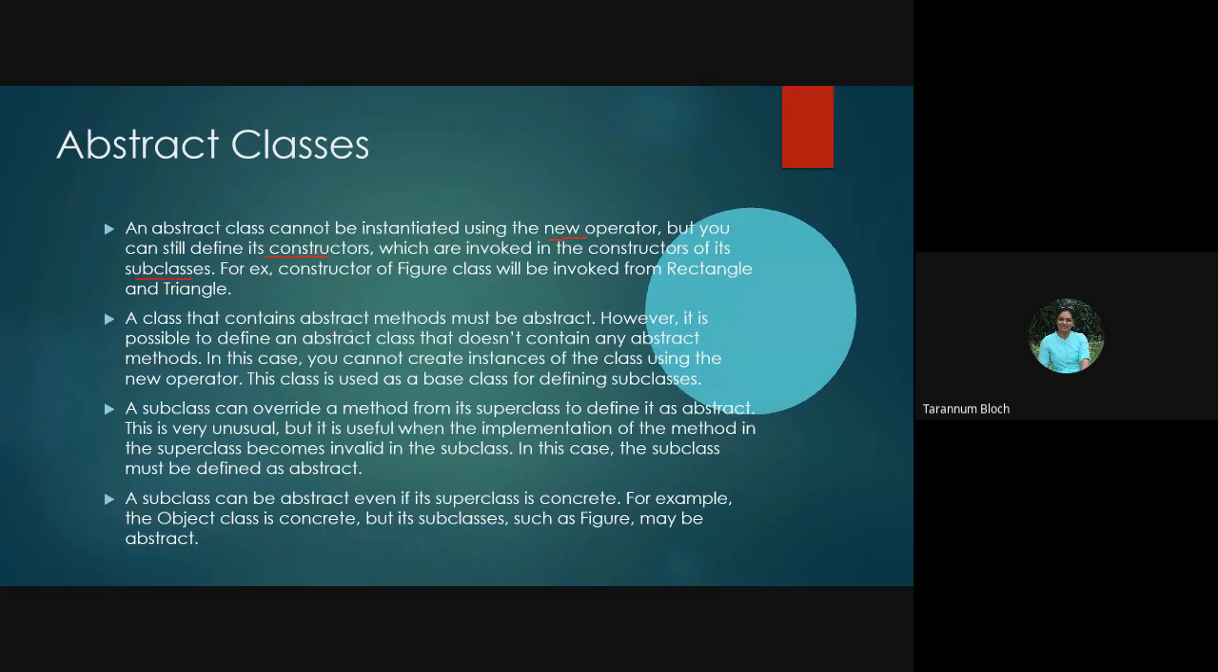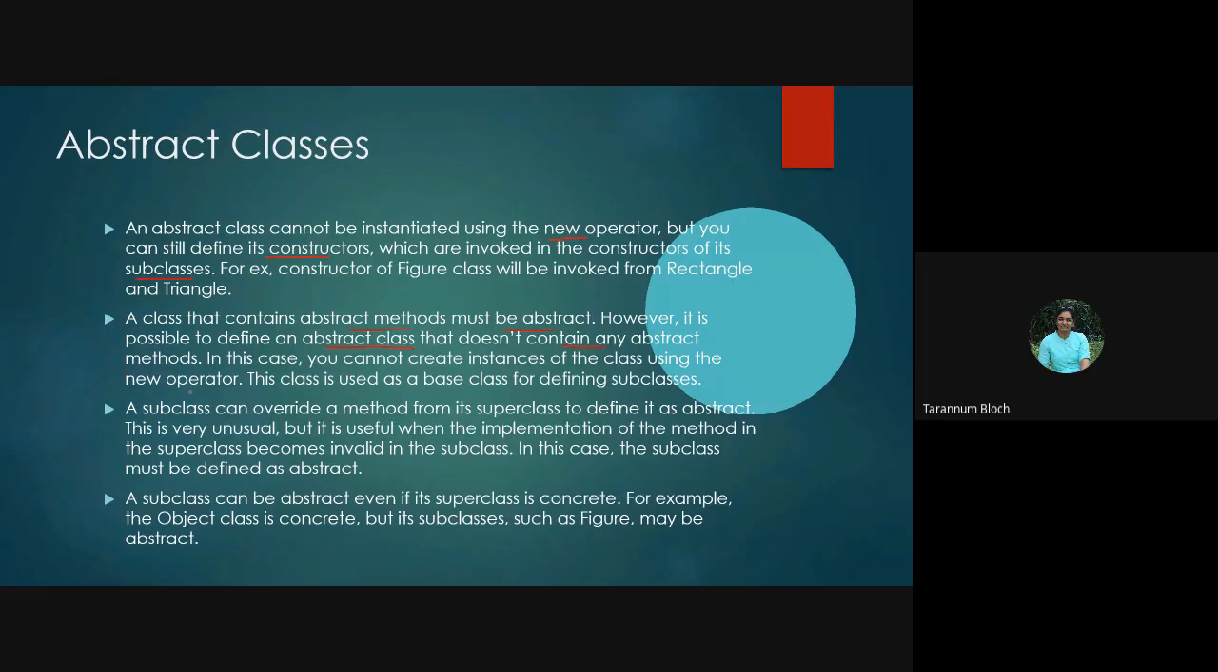As well, a class that contains an abstract method must be abstract. As I told you, the abstract method should be there in the abstract class, right? However, we can also define an abstract class that does not contain any abstract method. It is not necessary, but it may have abstract methods. So there are chances that we will have an abstract class which does not contain any abstract method, right? In this case, you cannot create an instance of the class using the new operator.